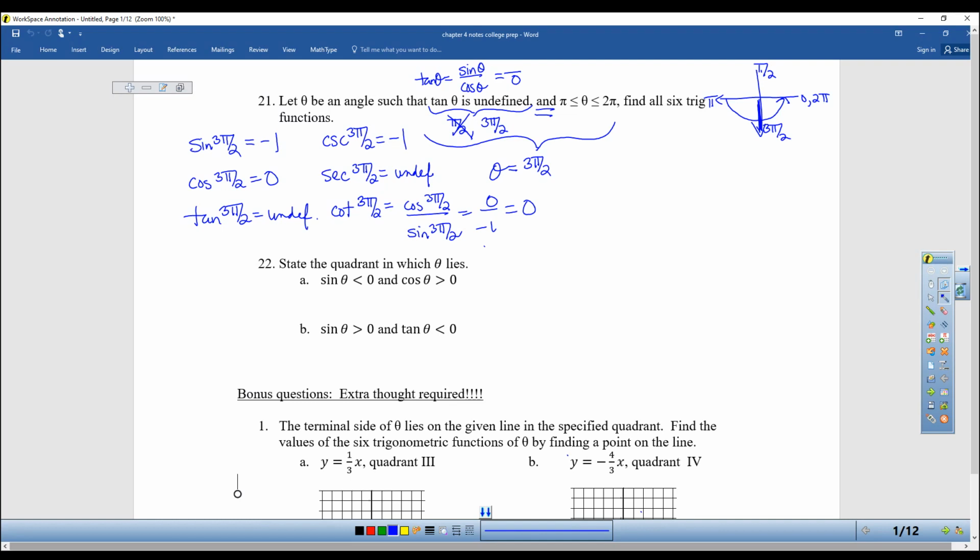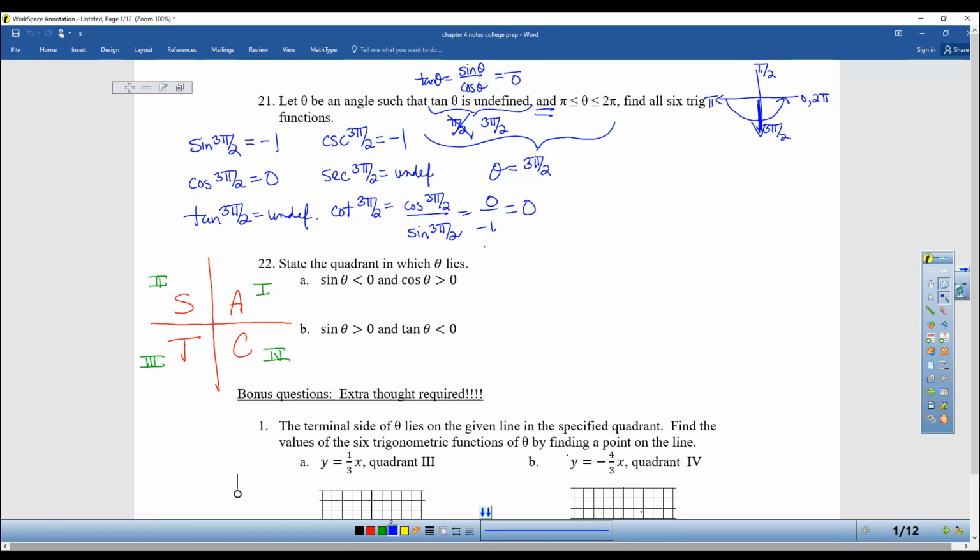Number 22, state the quadrant in which theta lies. So right away, when I see that I'm going to need to know something about quadrants, I'm going to go ahead and draw my forecast. It's called forecast because I'm going to start in quadrant 4 and then write the word cast. In case you still don't know them very well, this is quadrant 1, 2, 3, and 4.